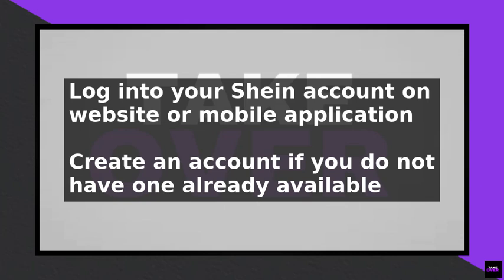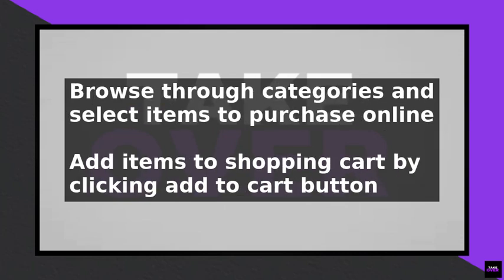Add these items to your shopping cart by clicking the Add to Cart button. After adding all the items you want to purchase, click on the shopping cart icon to view your cart. On the shopping cart page, you will see a list of all the items you have added, along with their prices and quantities. Below the list of items, you will see a field that says Apply Coupon.